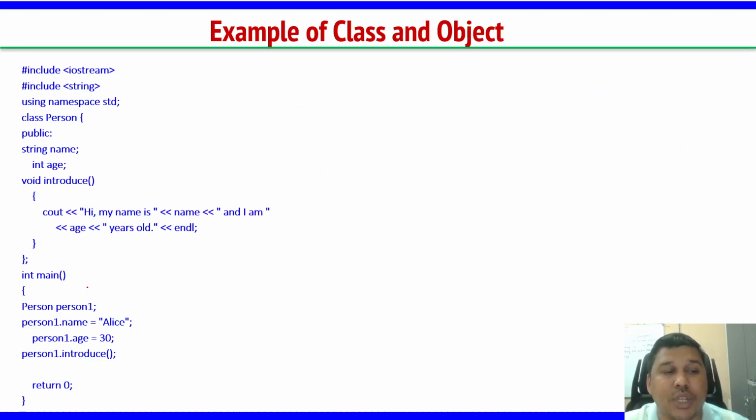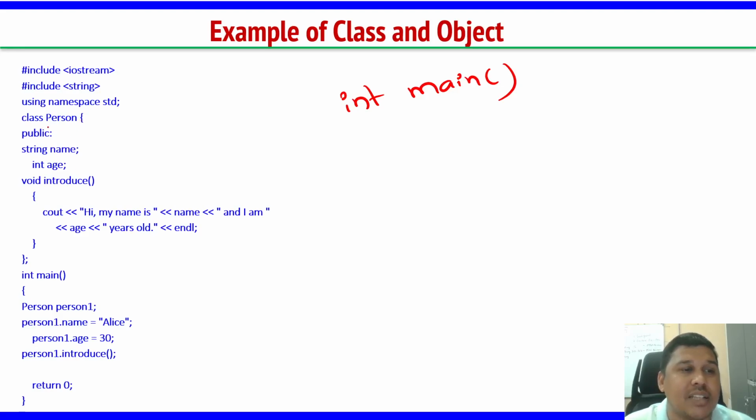Now in the main, now comes the actual game, int main. This is how you declare a class: the keyword class, then the class name Person, curly bracket, give an access specifier, then give string name, int age, then write the function body here and close it using a semicolon. See this, we are closing it using a semicolon.